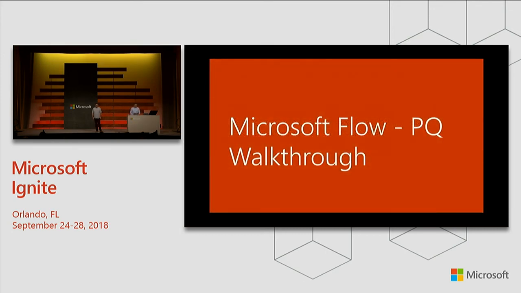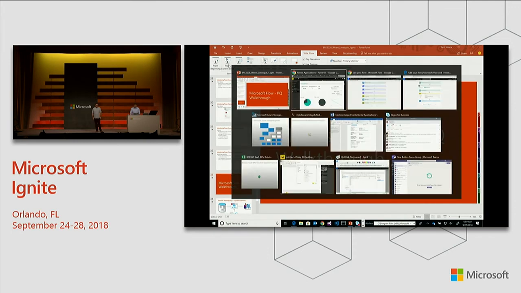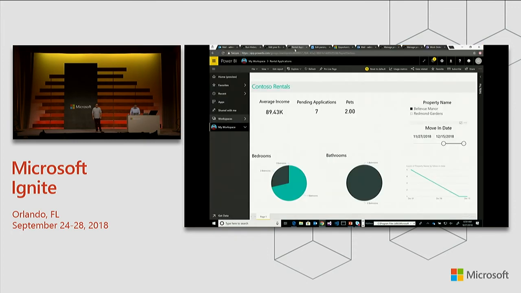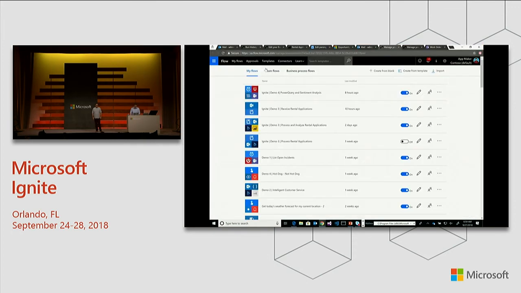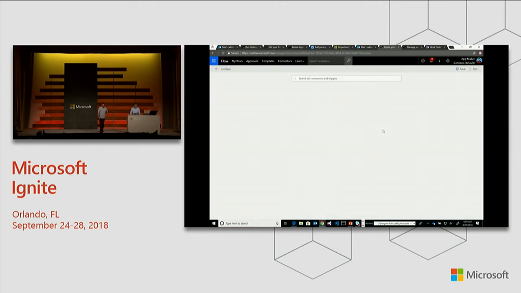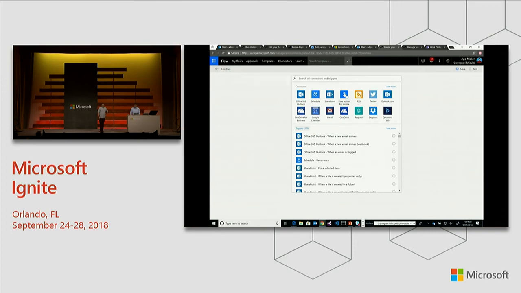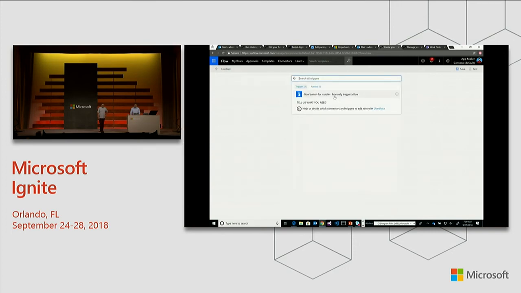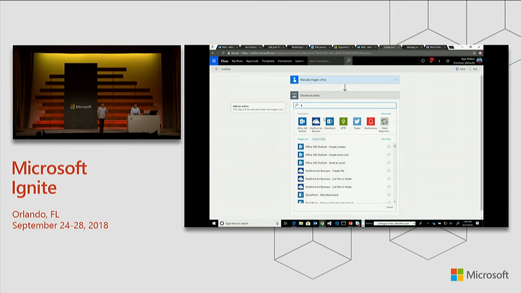Okay, so let's do a walkthrough, and then I'll show you a demo. So I'm just going to go ahead and create from blank. We'll just use a simple button flow as our trigger. Then what we'll do is we'll go ahead and type Power Query.